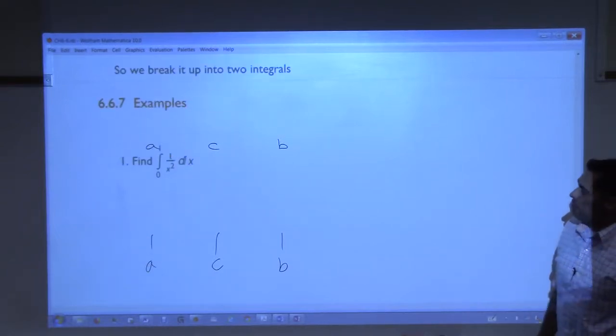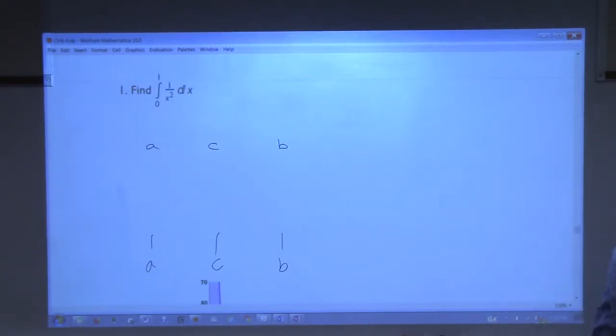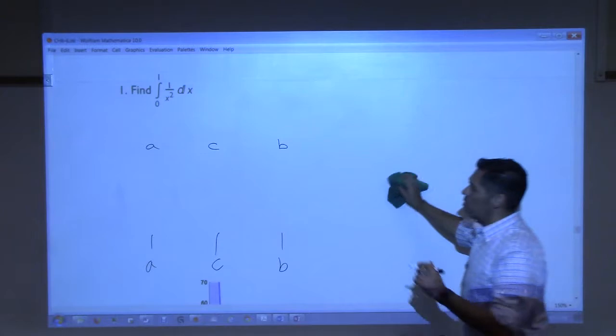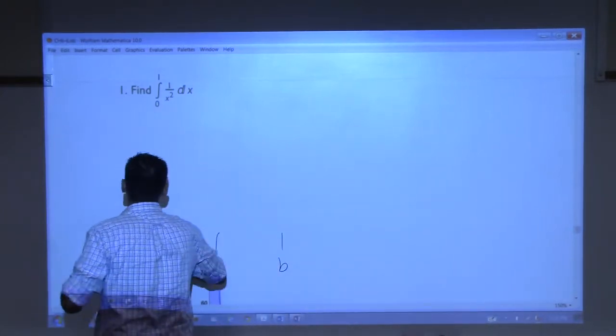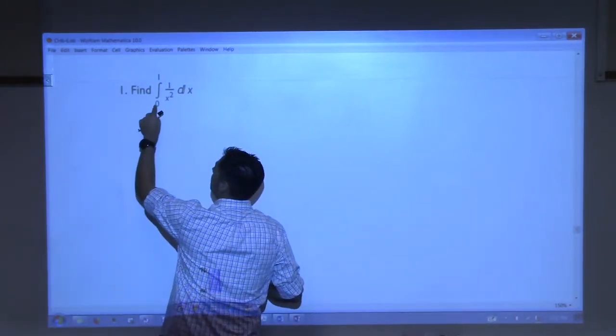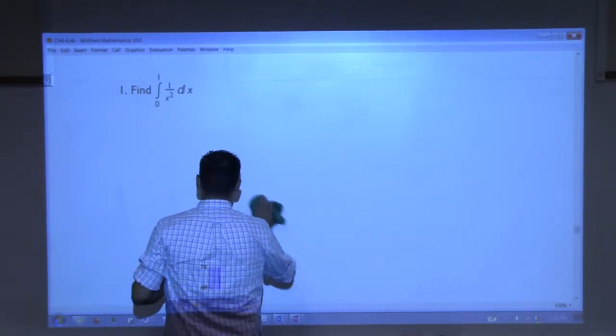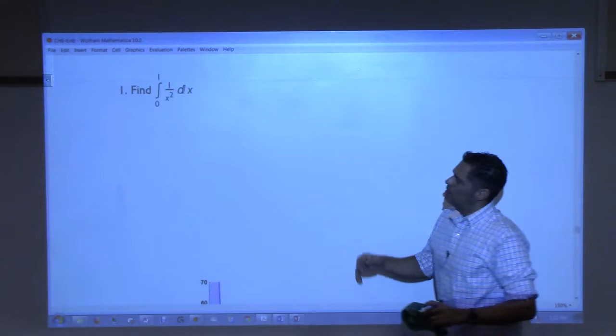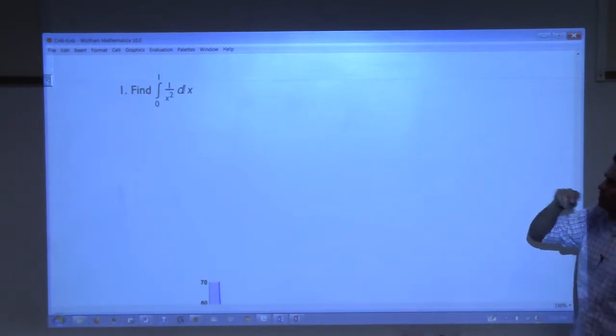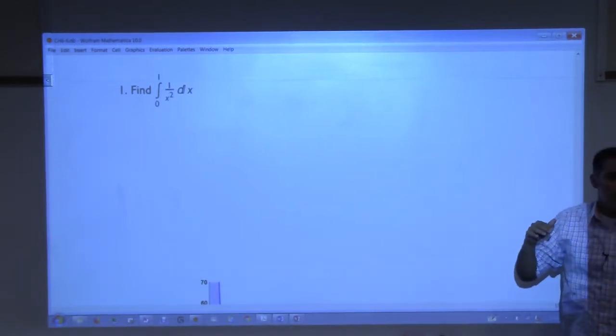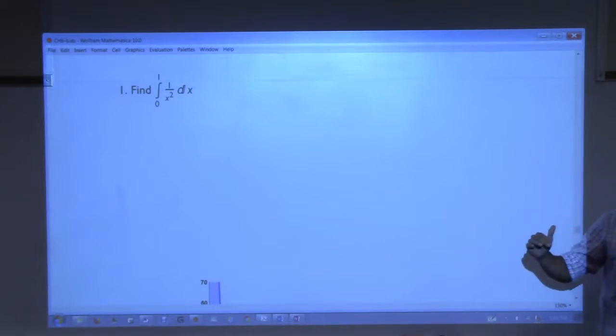All right, let's take a look at the first example. Now, this is not the problem I put on the board earlier, right? Earlier I put negative 1 to 2. It was 1 over x squared, but was it negative 1 to 2, right? Here we're going from 0 to 1, all right?